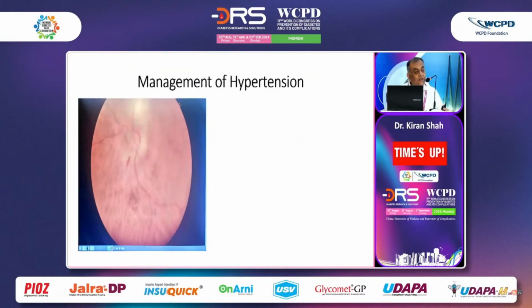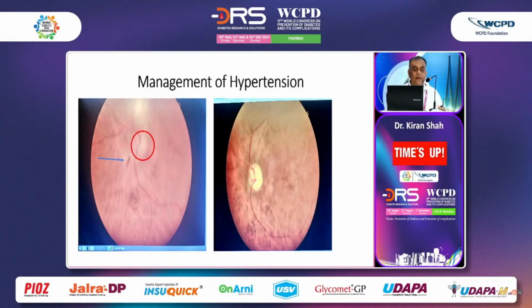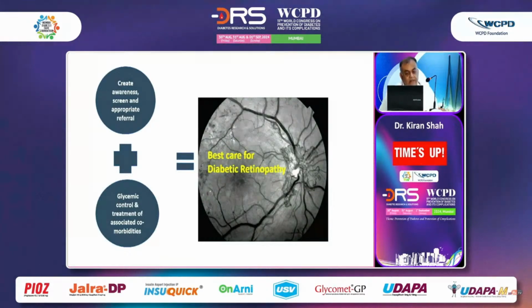Management of hypertension is something which we have always been talking about. This patient came with painless, sudden loss of vision, and you can see there is blurring of the optic disc. You can see the hemorrhage out there. You control the hypertension, and the disc and the hemorrhage are back to normal, right? So create awareness, screen and appropriate referral, glycemic control and treatment of associated comorbidities is the best care of diabetic retinopathy. Thank you so much.